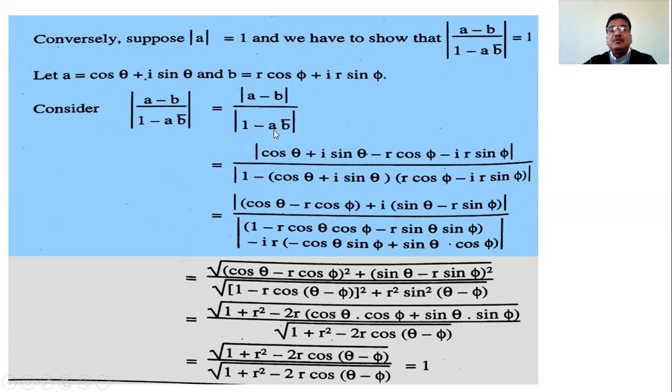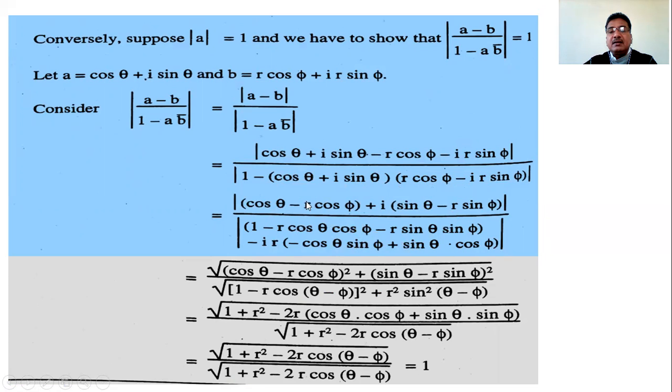Separate the modulus of numerator and denominator, substitute the values of a and b. We have this, and then collect the real part, that is cos theta minus r cos phi is the real part, and the coefficient of i is what? Take i as common: sin theta minus r sin phi. Similarly, here multiplication of these two brackets, we have these four terms, and then collect the real part and imaginary part. This is the real part, and this is the imaginary part, that is the coefficient of i.